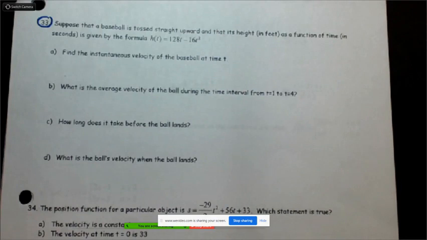All right, number 33. Let's see. I want someone to read. Tyler, let's read number 33. Story time, everybody. Go. Suppose that a baseball is tossed straight upward and that its height in feet as a function of time in seconds is given by the formula h of t equals 128t minus 16t squared.